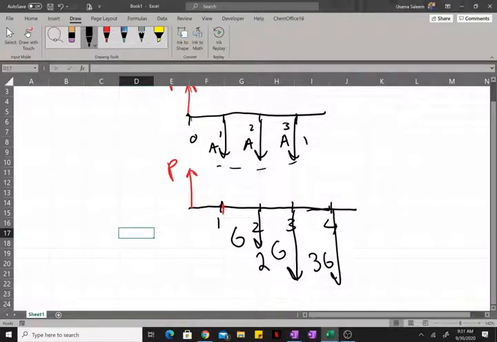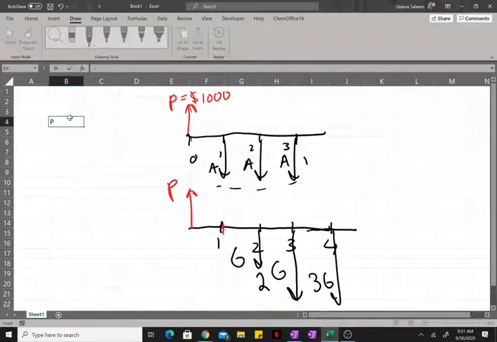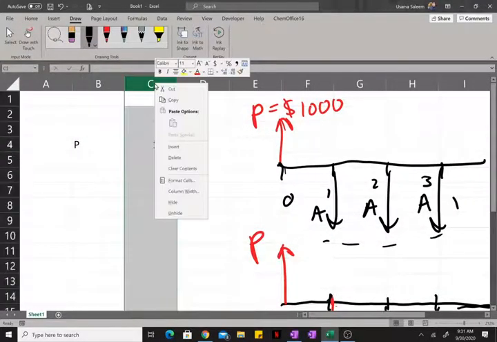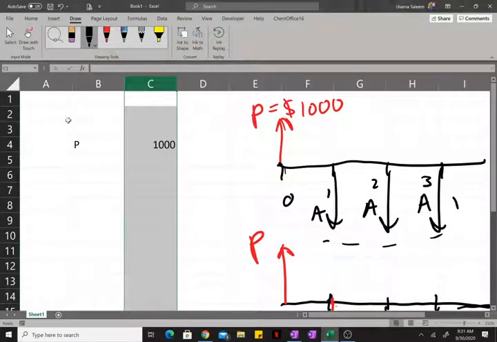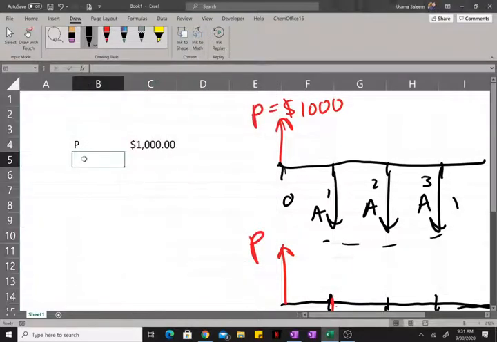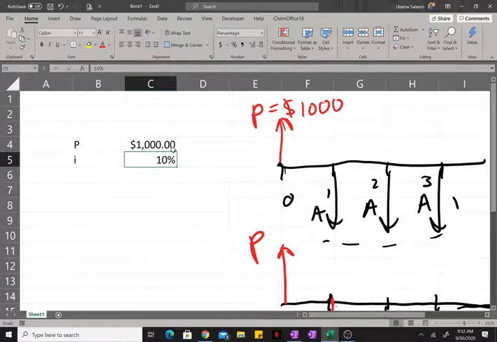Okay, so our present value is $1,000. Let me zoom in for you, and let's make sure our formats are in the currency version of the numerical formatting. And let's suppose the interest rate is 0.10, so a 10% interest rate. All right, better.